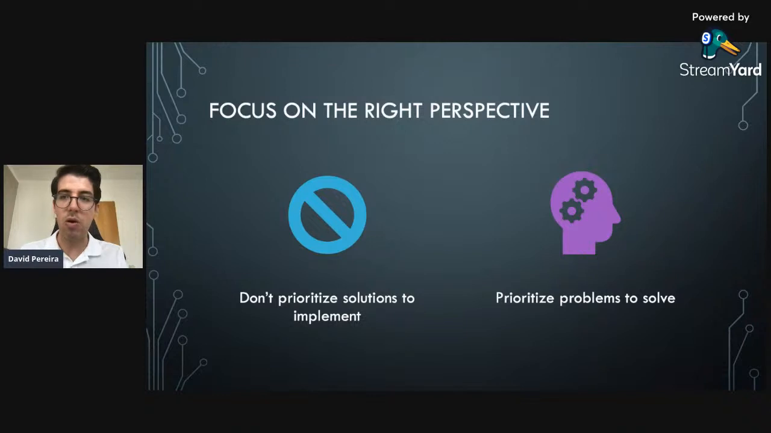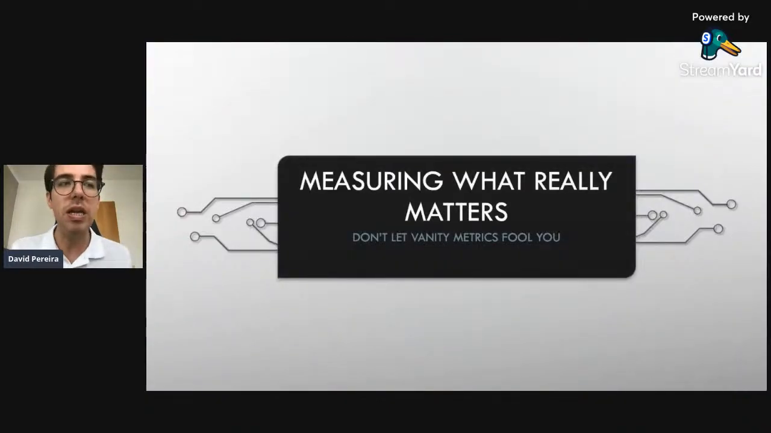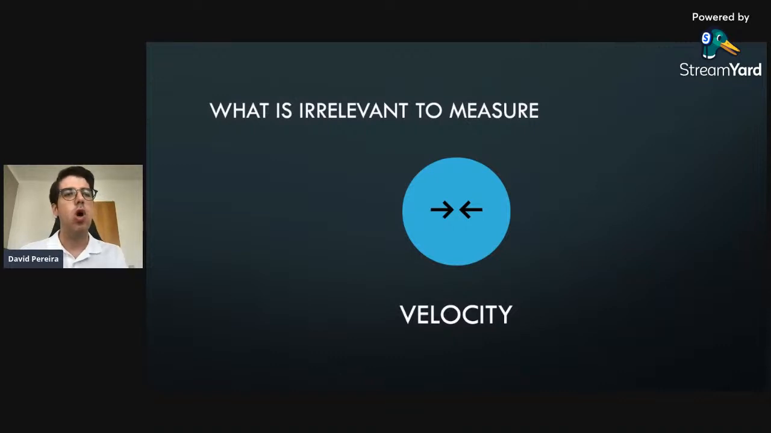Now let's talk about measuring what really matters. And this is tricky, because many times we focus on things that don't let us act. And I call them vanity metrics, and they just fool us. Let's take some example here. What is irrelevant to measure? The first one is velocity.